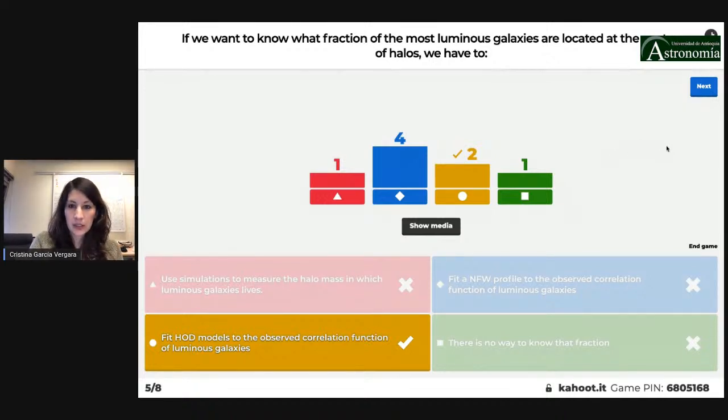Okay, great. And several people replied, fit a Navarro-Frenk-White profile to the observed correlation function of luminous galaxies. That is not true, because that doesn't tell us what fraction of the sources are in the center of the halo. It is true that it could be a bit informative, but it's not providing the complete answer for this question.